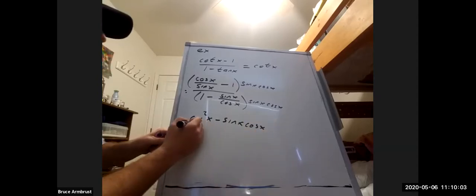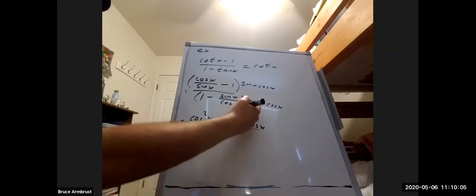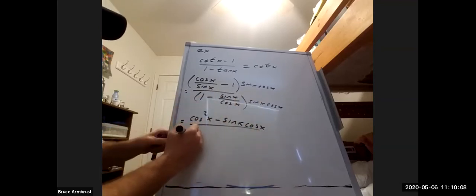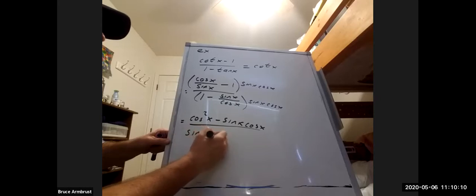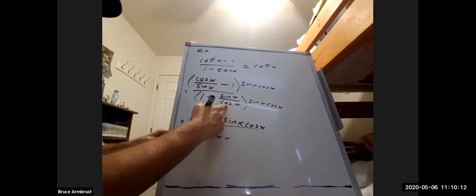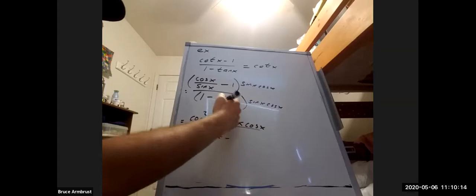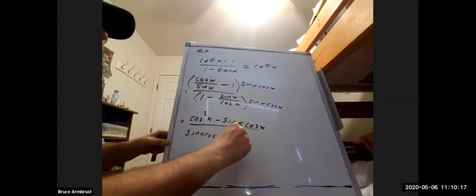And then on the bottom, when I distribute, same kind of thing. Sine cosine times 1 is sine of x cosine of x. And then with the other piece, the cosines cancel, and I'm left with just sine squared.